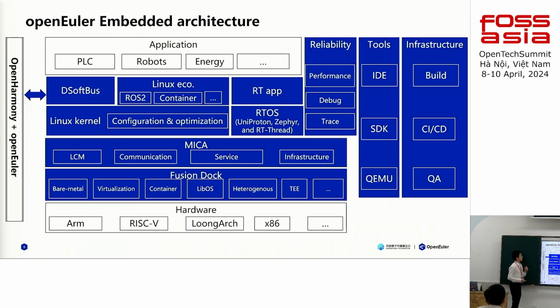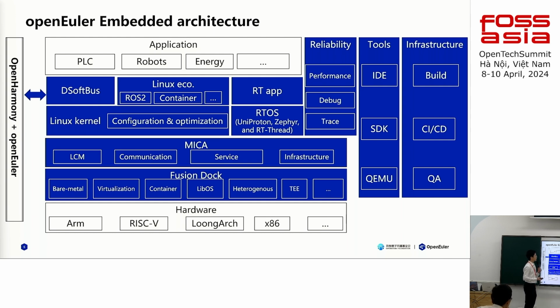Okay, so let's take a deeper look at openEuler Embedded. The blue part is the scope of openEuler Embedded. For the hardware, we can support more diversified hardware than the cloud and server scenario. And for the application, we mainly support operational technology applications. And we would like to attract users and vendors to build your own application based on openEuler Embedded to provide more interesting features.